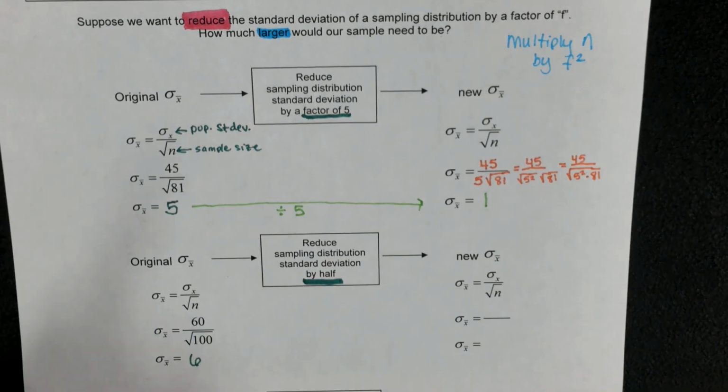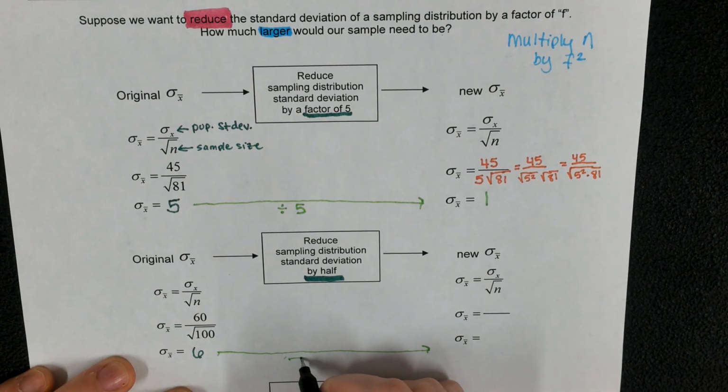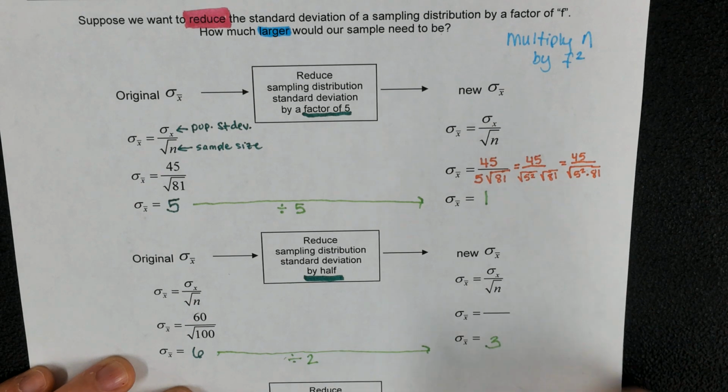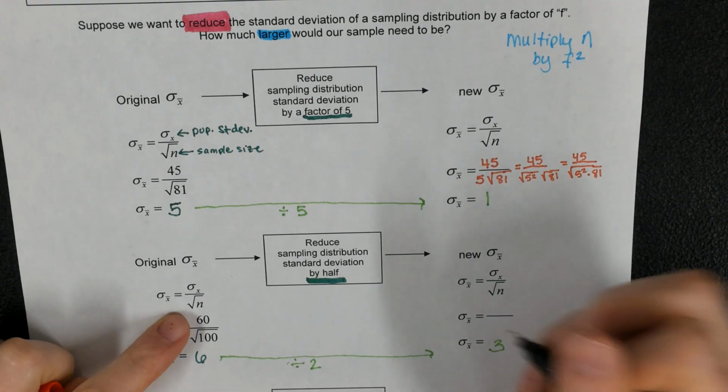And we are going to want to divide that by 2, because we want to reduce it by a half. So we know we want our answer to be 3, but the question is, what happens to n? Let's work our way backwards here.